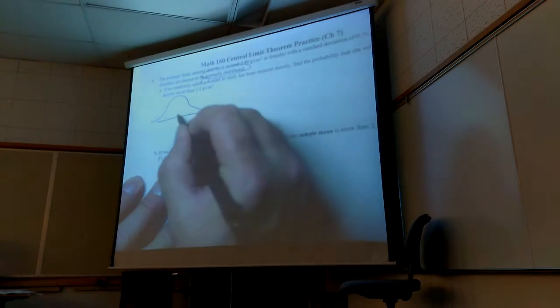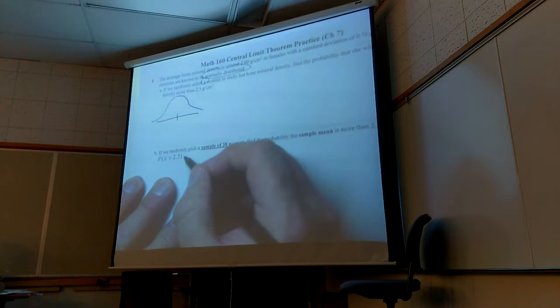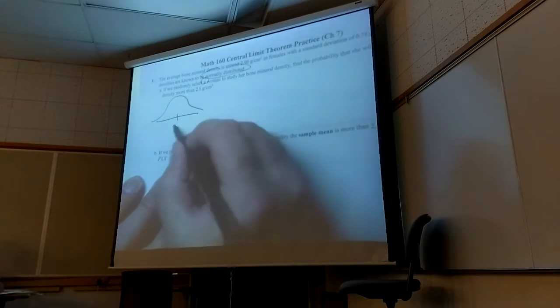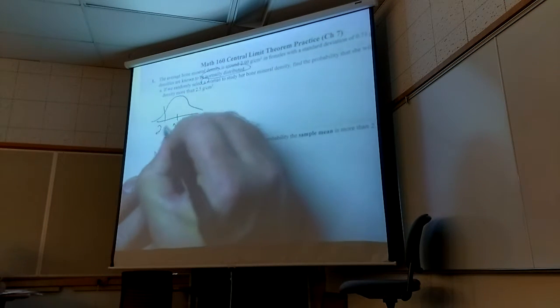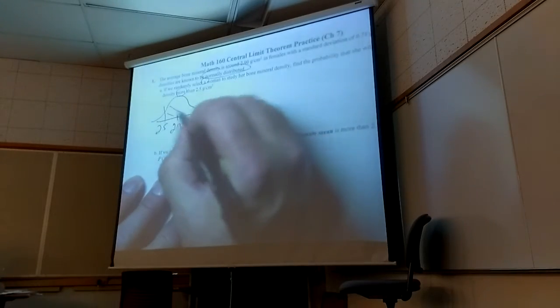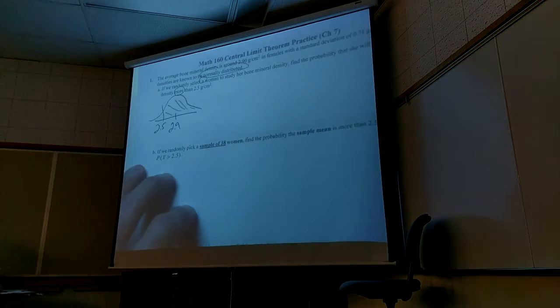What goes in the middle? 2.9. So then here's my 2.5. And I want more than. So already I know the answer is going to be more than 50%. So if I get 0.2, I am wrong, or my picture is wrong, right? So draw your picture correctly and it should help you. So now what do I do?